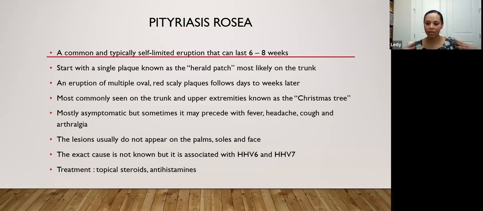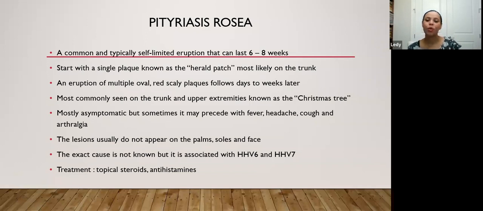You have a rash that usually appears on the torso, and it usually starts with one big patch. They call it the mother, or in medicine we call it the herald patch, which we all know, but the parents would call it the mother. That has to be the mother because it's so big.